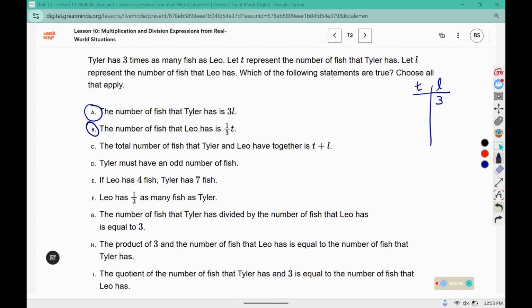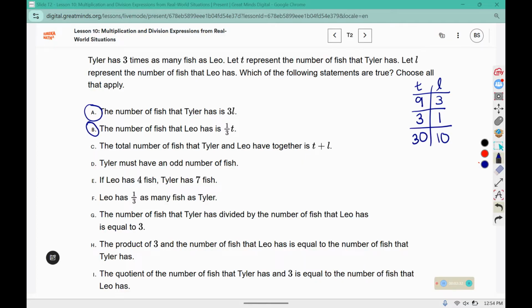So let's say Leo has 3, and Tyler has 3 times as many as Leo. So that would be 3 times 3 is 9. If Leo has 1, Tyler has 3 times as many. 1 times 3 is 3. If Leo has 10, Tyler has 3 times as many. That would be 30.